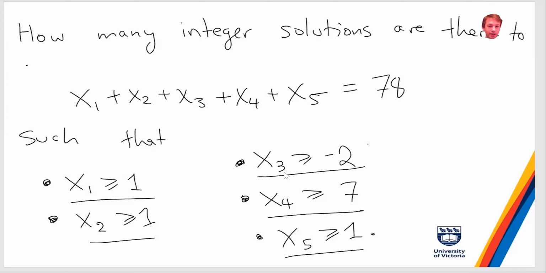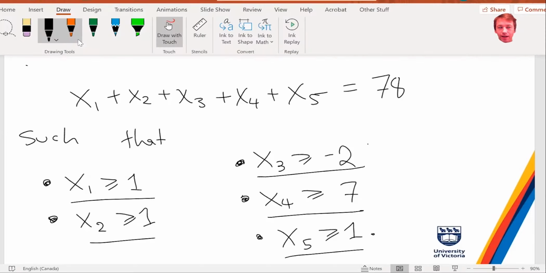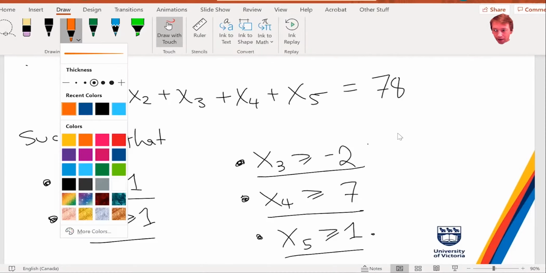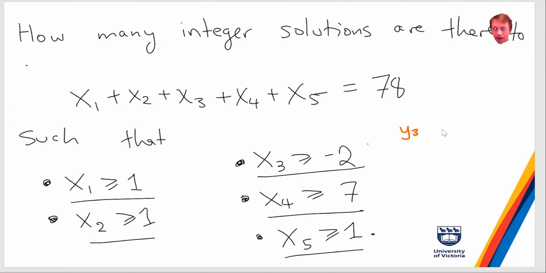So what we're going to do is modify the number of cookies in a sense, which can be thought of in terms of changing variables. Let's say I let y3 be x3 plus 3, and I let y4 be x4 minus 6. All I'm doing is changing variables. If x3 is at least -2, that's the same as saying y3 is at least 1. And if x4 is at least 7, that's the same as saying y4 is at least 1.